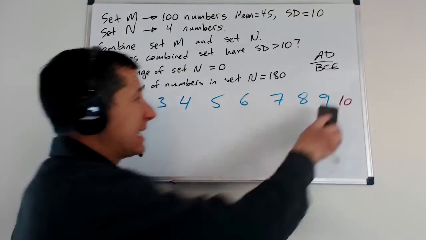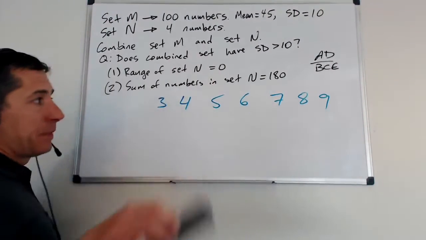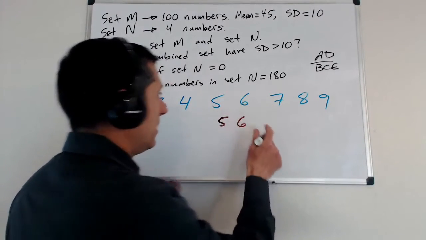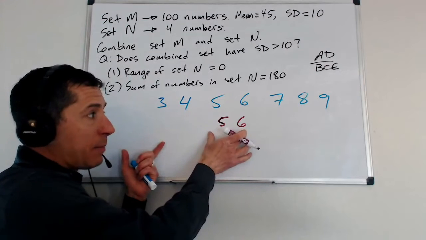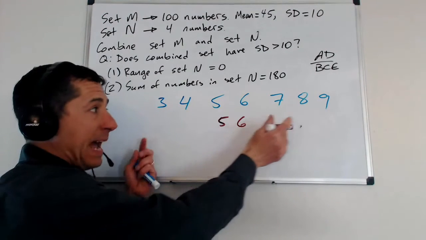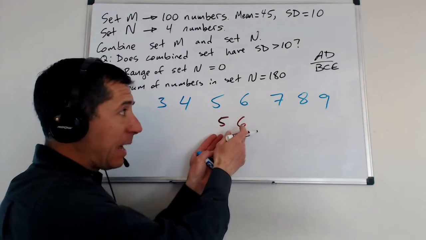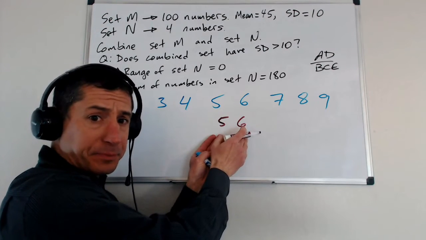Now, what if I were to take this same set of numbers and instead add, I don't know, a 5 and a 6? What did I do? I added more numbers that are in the center. So my average distance to the mean got smaller, right? Because I added a couple of numbers that are very close to the mean.